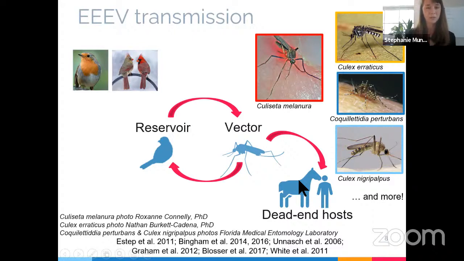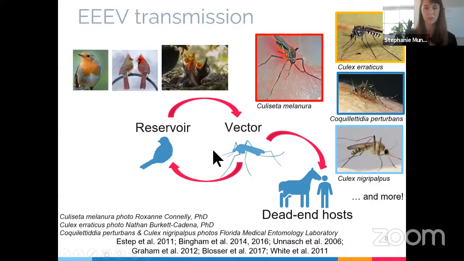Culex melanura has been shown to preferentially feed upon passerine birds, most particularly northern cardinals, while Culex erraticus is often feeding on birds like American robins. The adult bird density is important, but another component is nestling birds. In a modeling study by Unash et al. in 2006, they showed that the relative abundance of nestling birds was really important in driving that springtime transmission.